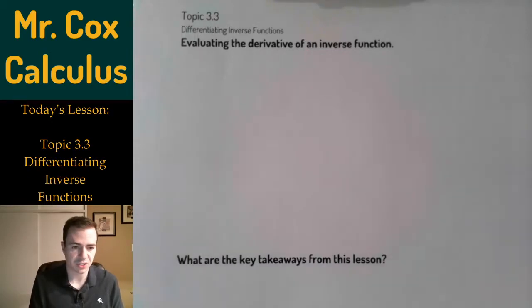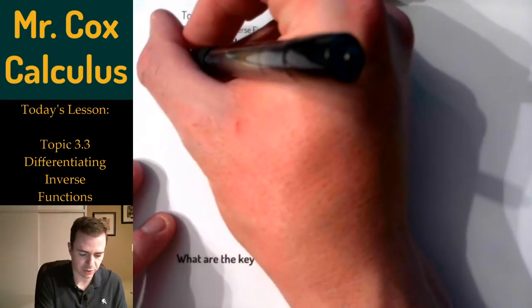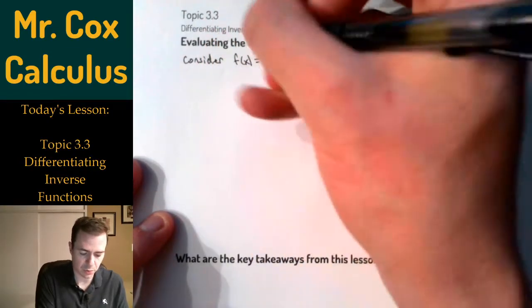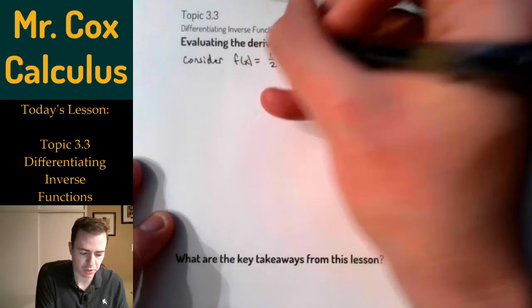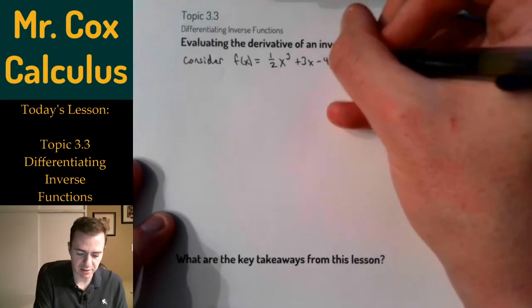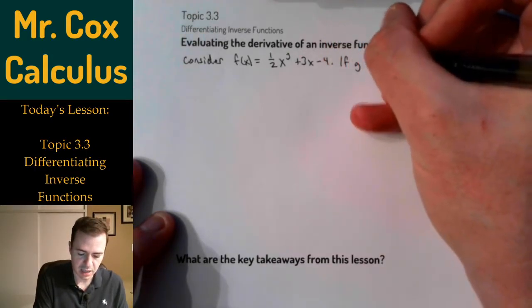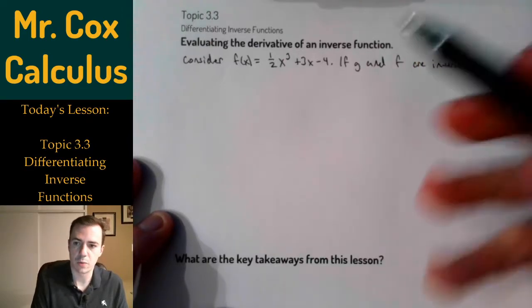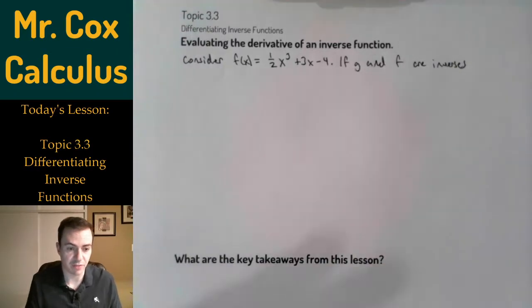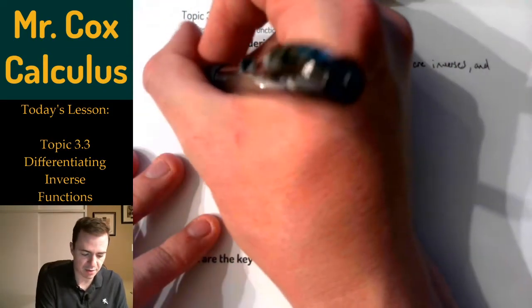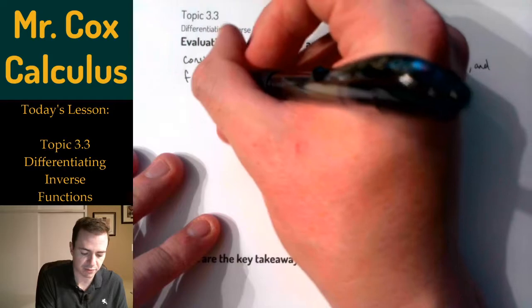All right, let's give ourselves a function to work with here. Let's consider the function f of x is equal to 1/2 x cubed plus 3x minus 4. Now then, if g and f are inverses, or another way to think about that, here's f. We have a function g that exists, and it's the inverse function of f. And let's also give ourselves the statement f of -2 is equal to -14.